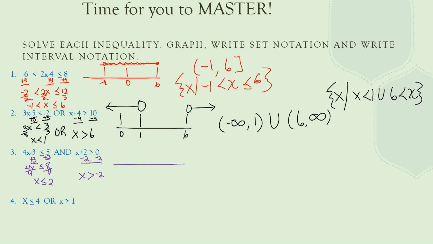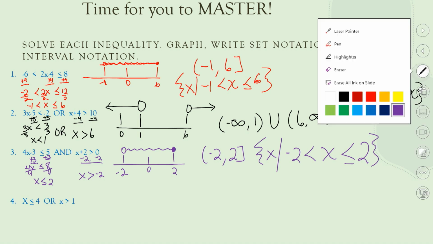Let's graph it. So I've got negative 2, I've got 0, I've got positive 2. It says that X's are equal to or smaller than my 2, and they're also greater than my negative 2, so it's going to be graphed like this. My interval notation is going to be negative 2, comma positive 2, bracket, and then X such that negative 2 is less than my variable, and my variable is less than or equal to my positive 2.